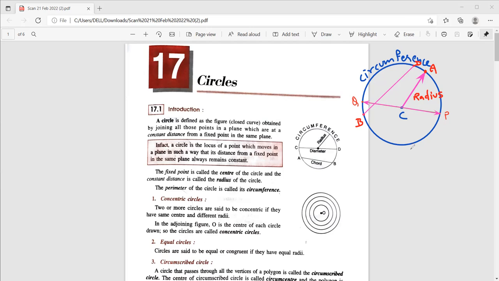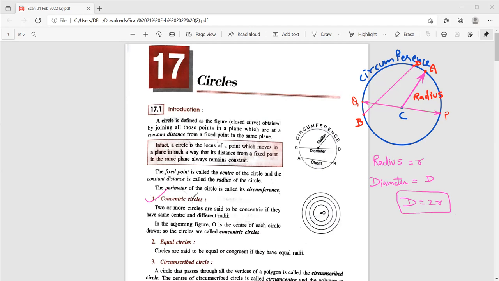So remember that if you write the radius of a circle as R, and the diameter of the circle as capital D, then the diameter is equal to 2 times the radius. Diameter D is equal to 2R, which you should know. So we have covered this point.